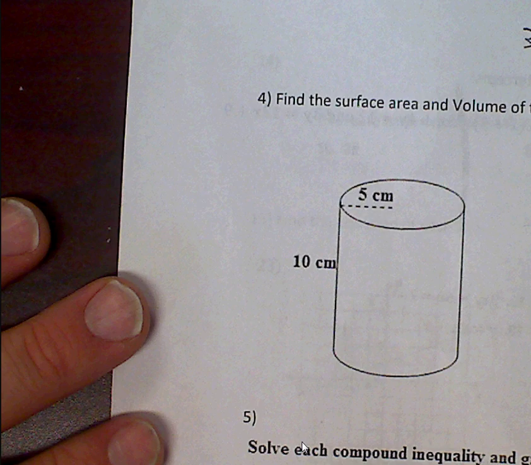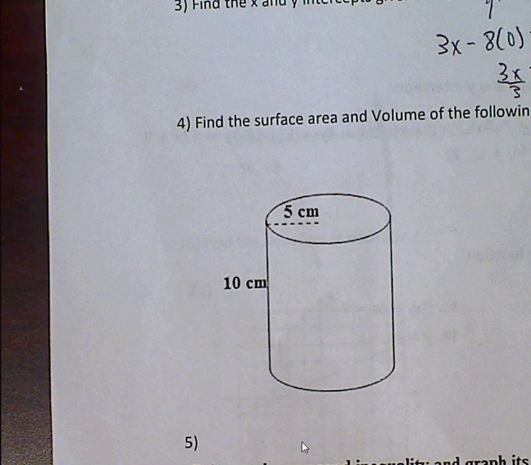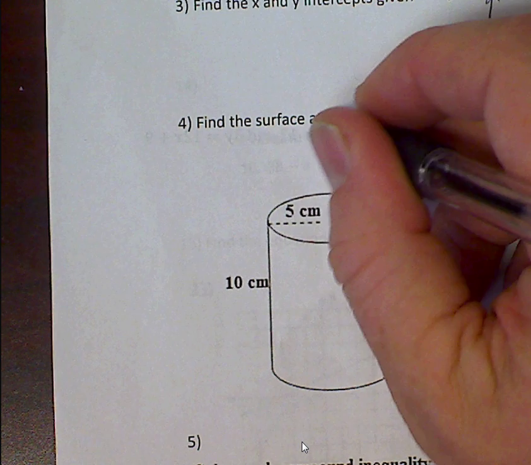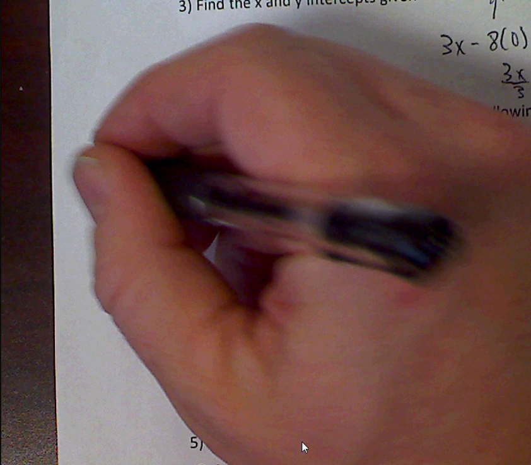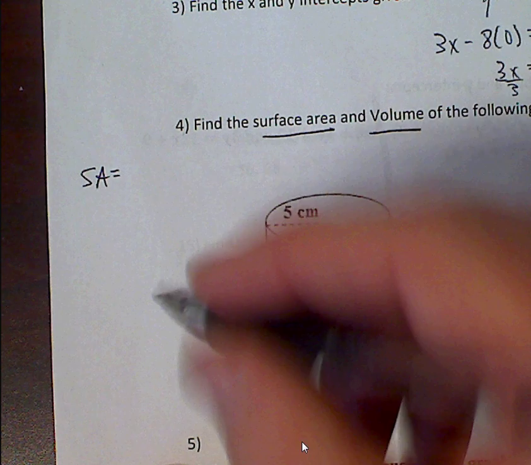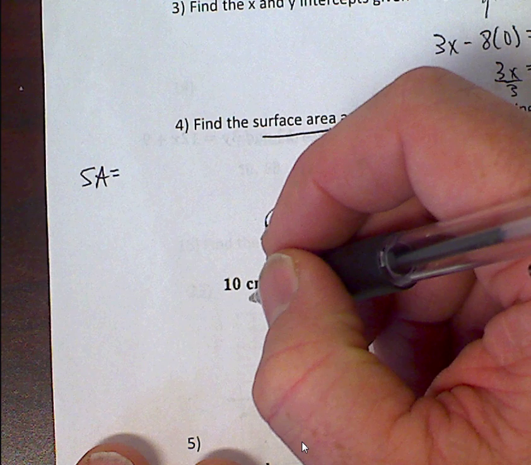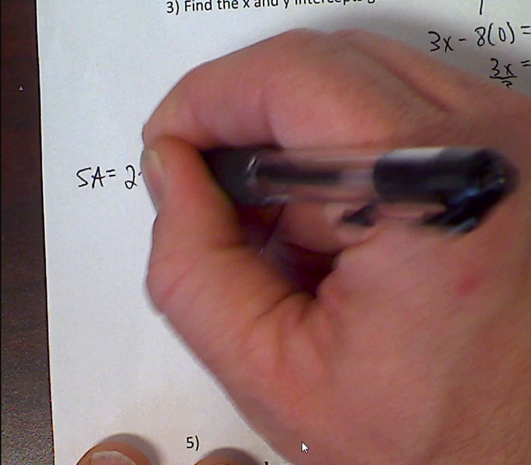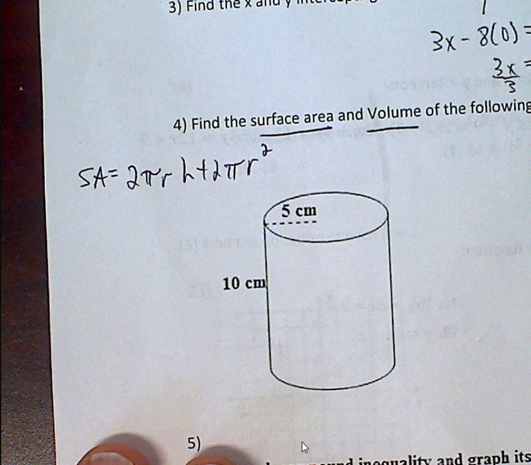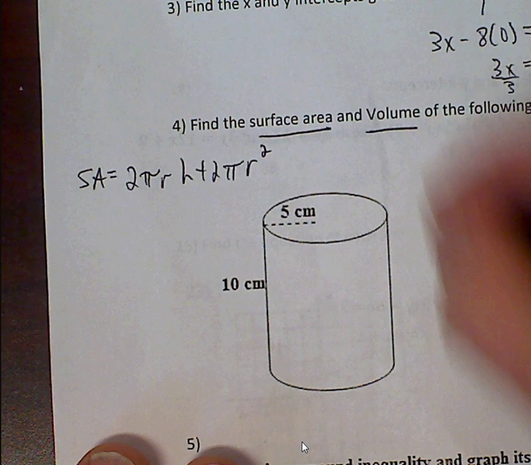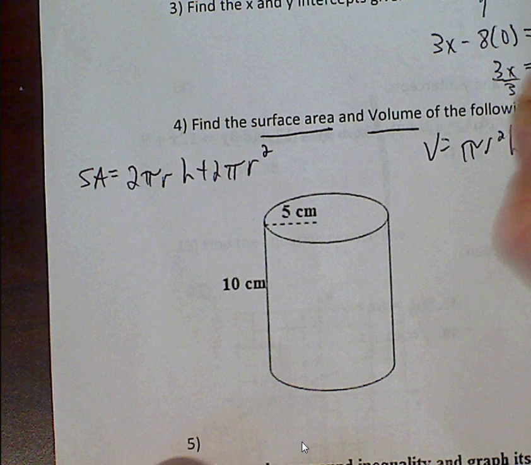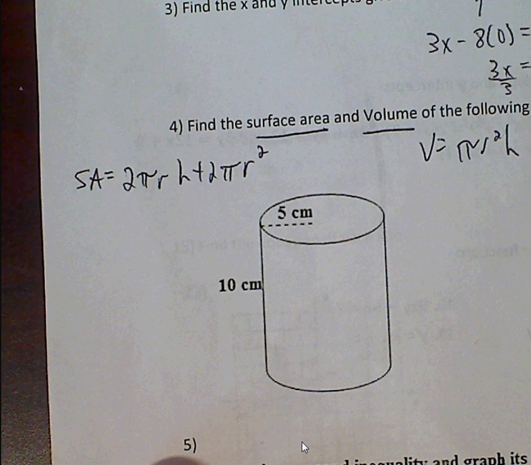Number 4. I'm going to go ahead and have this on the board for you guys. It says find the surface area and volume. So the surface area of a cylinder is 2 pi r h plus 2 pi r squared. Volume is pi r squared h. So I just need to plug in what I'm given.